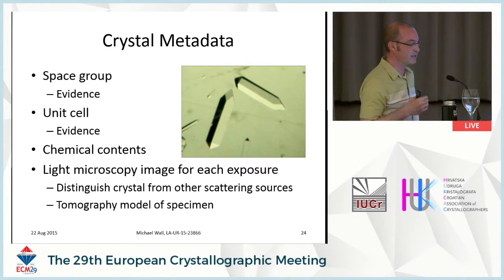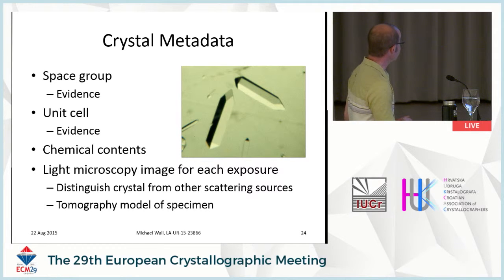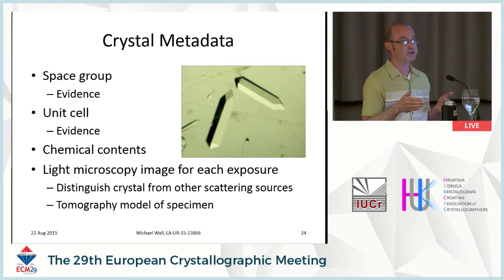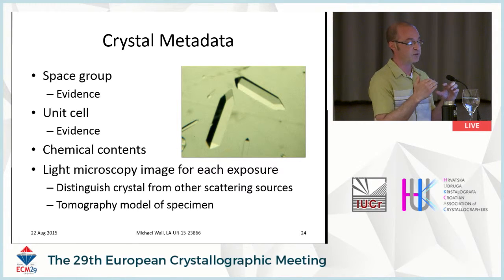Everything in the background may be of similar length scales, so any extraneous scattering from sources other than the crystal might be confused with the diffuse scattering, so we need to make sure that we can adequately separate the two. For that, I think it's very useful to have images of the crystal from the beam line. What would be very nice is for each exposure to have a light microscopy image that corresponds to the precise orientation of the crystal during that exposure.